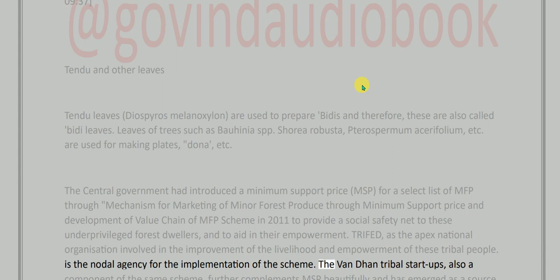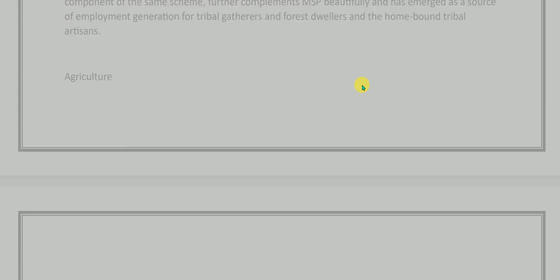The Van Dhan tribal startups, also a component of the same scheme, further complement MSP beautifully and have emerged as a source of employment generation for tribal gatherers and forest dwellers and the homebound tribal artisans.